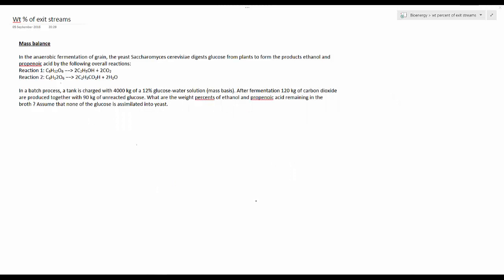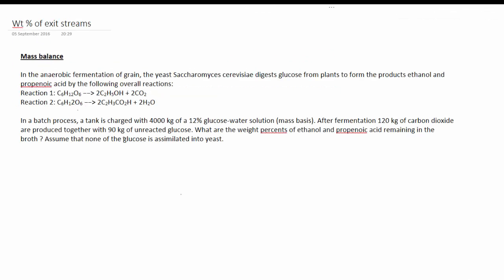Hi, this is a material balance problem. In this problem, we are asked to find out the weight percents of the leaving streams of a bioreactor where Saccharomyces cerevisiae, which is also known as baker's yeast, carries out the biochemical reaction converting glucose to ethanol and propenoic acid. We are given the concentration of the inlet stream, the total mass of the inlet stream, the gas, carbon dioxide, which is produced, and the unreacted glucose. So with this information in hand, we've got to find out what are the exit streams concentrations.